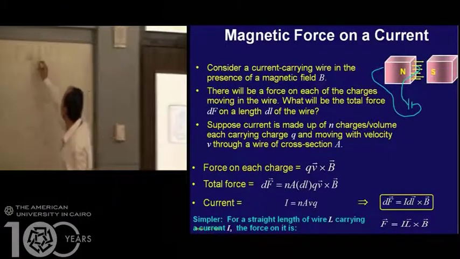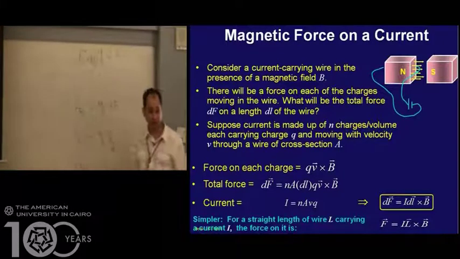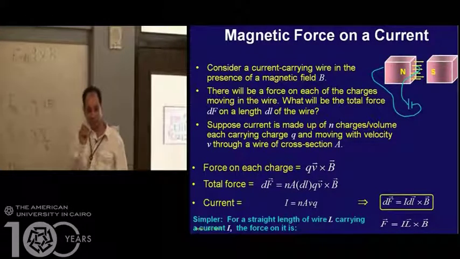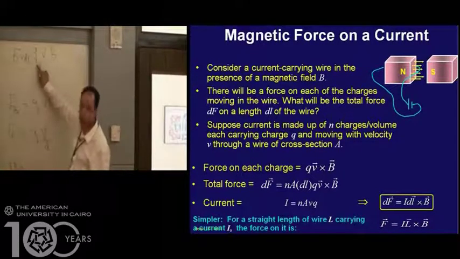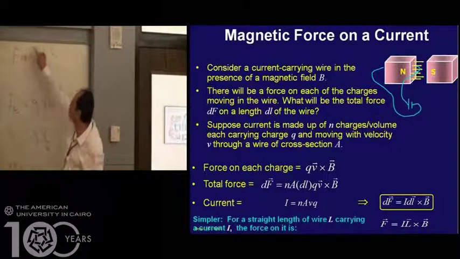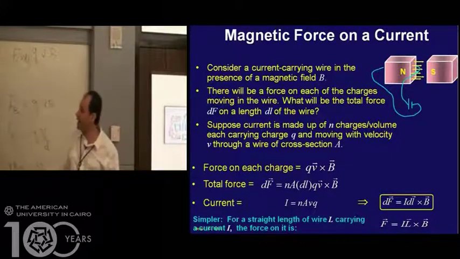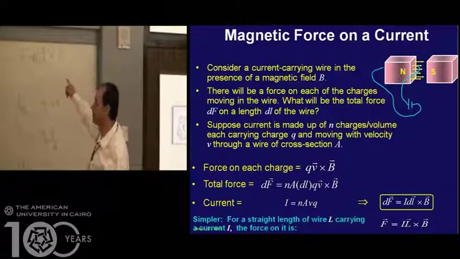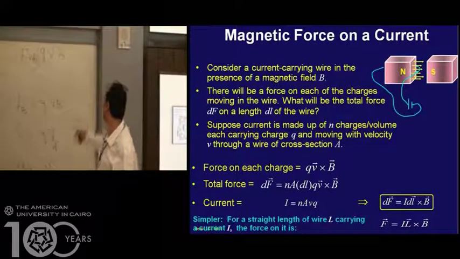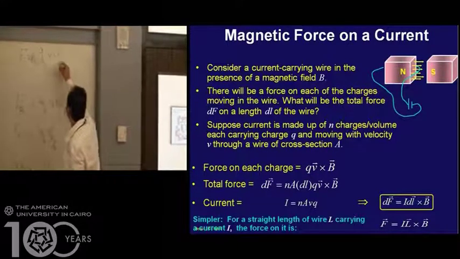This is the number of charges inside that wire. Each one carries a charge of Q. So this is the total charge in here. So the force is going to be N times A times L times Q V cross B. I will keep the cross for now.